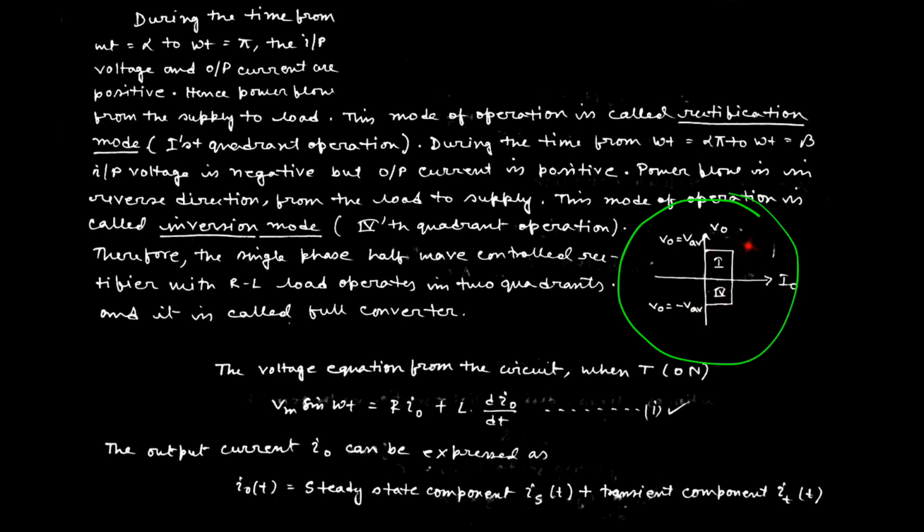The first quadrant operation is the rectification operation, and the second case is the inverting mode operation. So this is all about the working principle in the presence of an RL load.